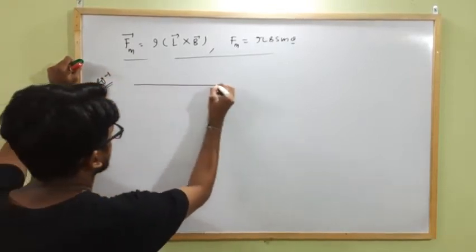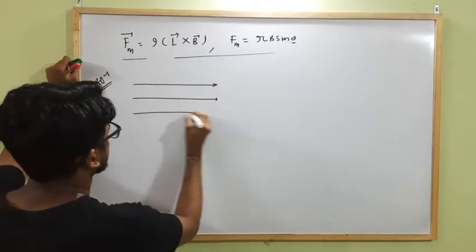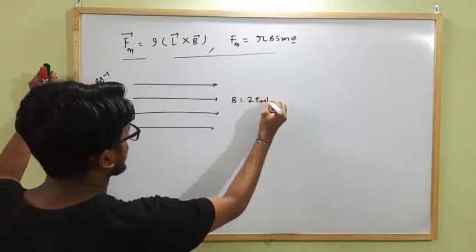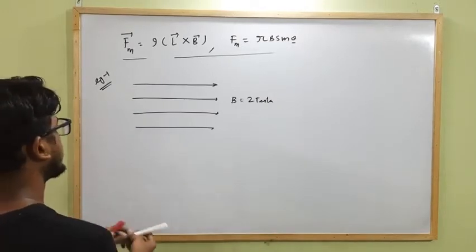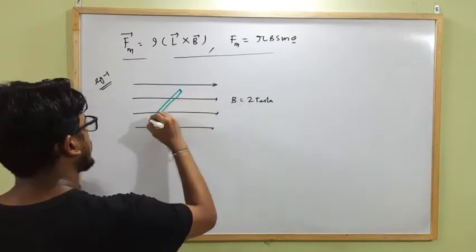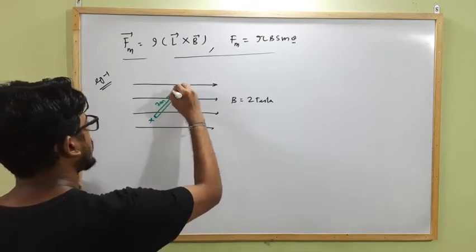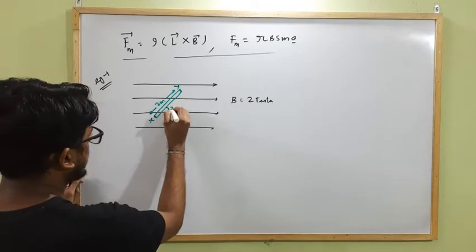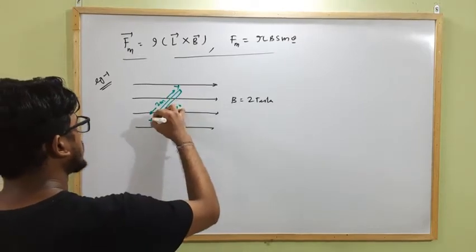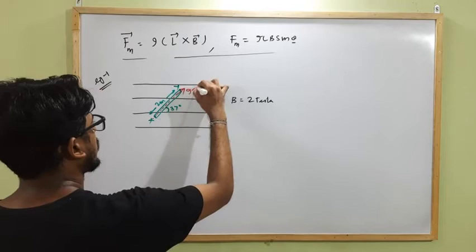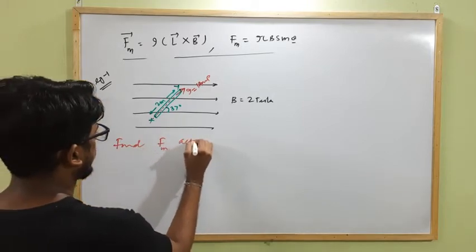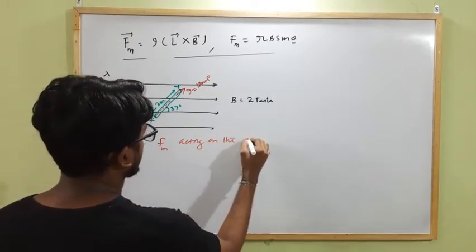Here is an external magnetic field along this direction, having magnetic field strength B equal to 2 Tesla, and within it a current carrying conductor XY of length 2 meter, and this angle is 37 degree, and current in it is flowing along this direction, I equal to 1 ampere. Find Fm acting on the conductor XY.